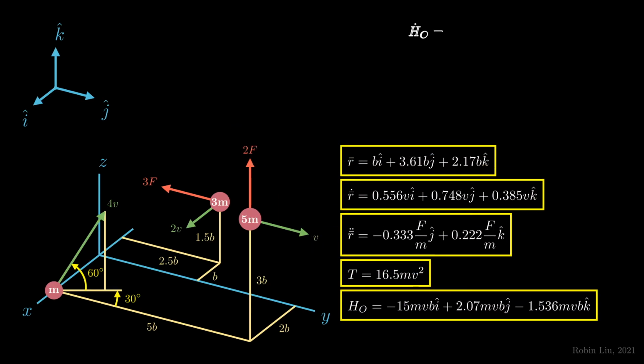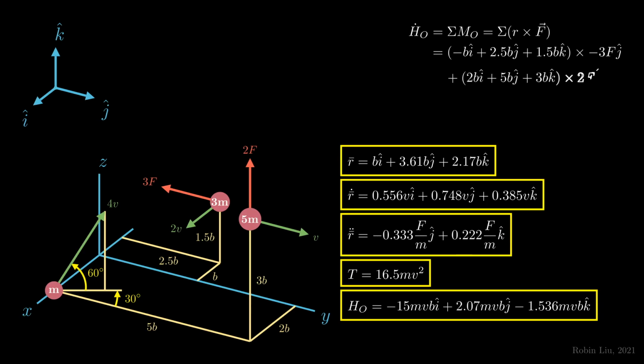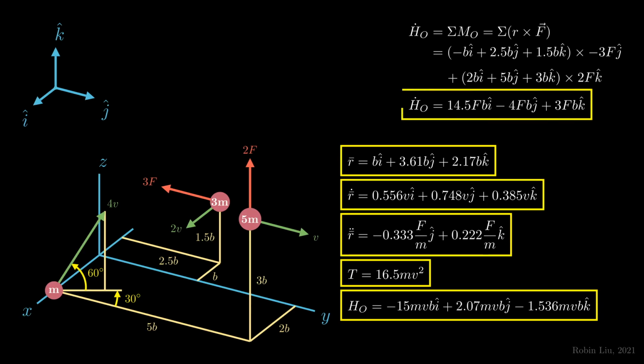Lastly, H dot about O is the rate of change of angular momentum, and it's given by the net moment acting on the system. The moment for each particle is given by the cross product of r and the force vector. We can write the terms for the two forces, and then simplify down to the final result.